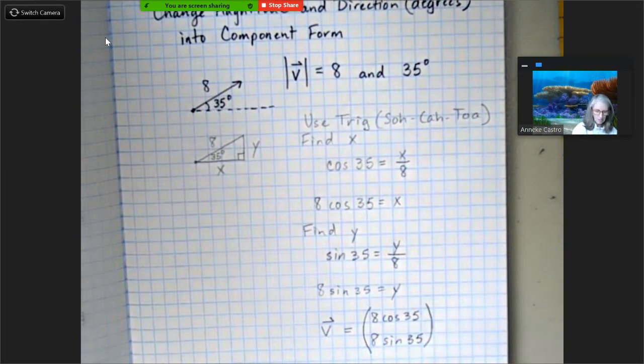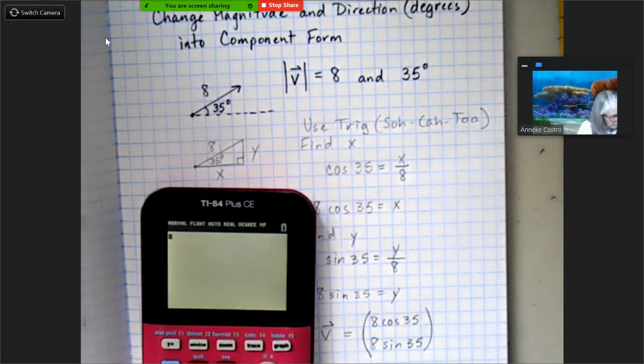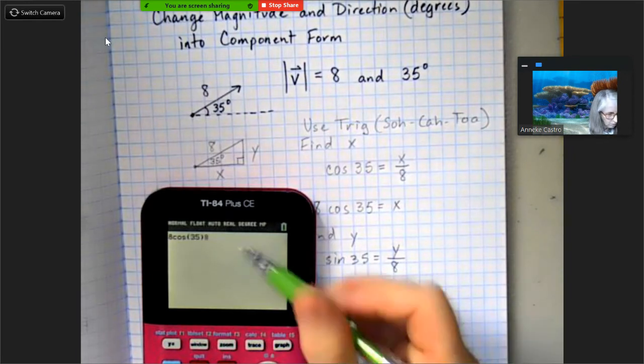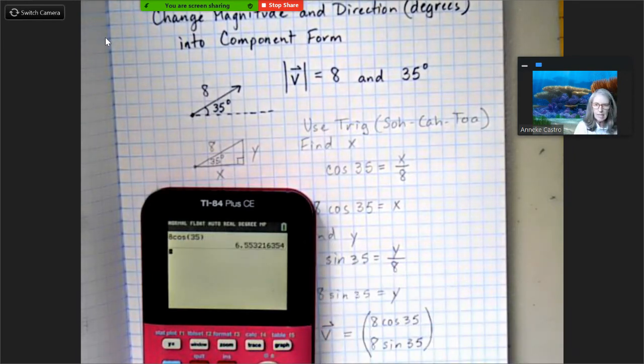Bam! And there you have it. And if I simplify that on my calculator, I'm going to get some lovely decimals. So where is my calculator? There it is. So if I put this into my calculator, I'm going to have 8 times cosine of 35. Now, be careful. Make sure that you're in degrees. We're not going to do radians again until later on in the textbook. We're sticking with degrees right now.